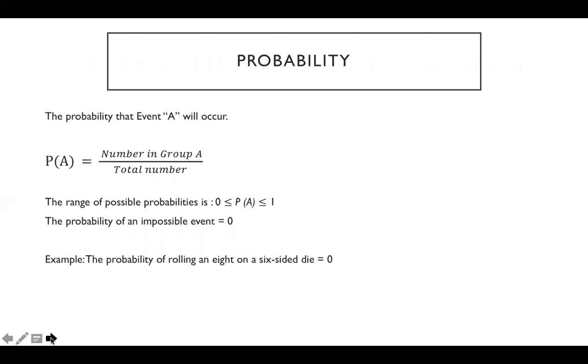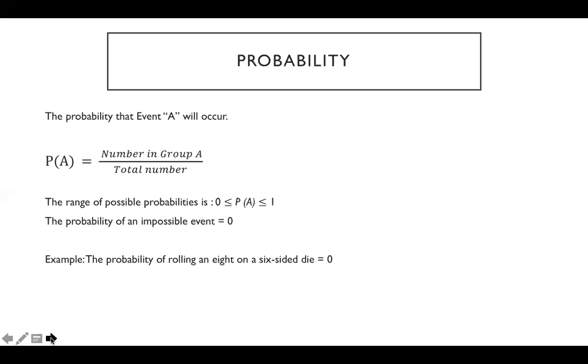Okay, so moving on to probability. Probability is the probability that an event will occur. The calculation for this is a little similar to proportion you may see. It's the number in group A divided by the total number. And the probabilities will range from 0 to 1. If you get 0 as your probability, which most likely will not happen, that means that your probability of your event happening is 0. It is impossible. There's no way that your event can occur.